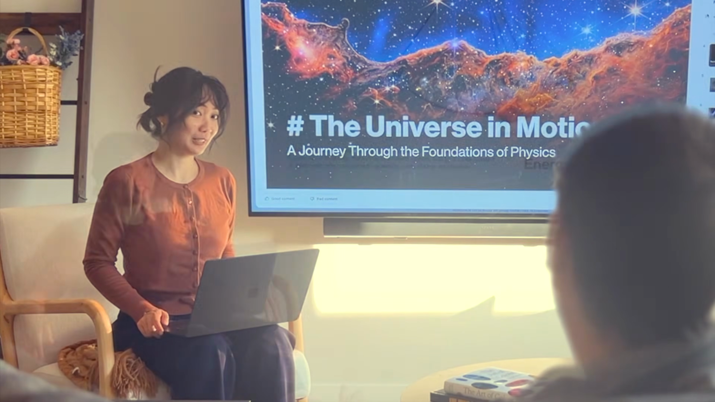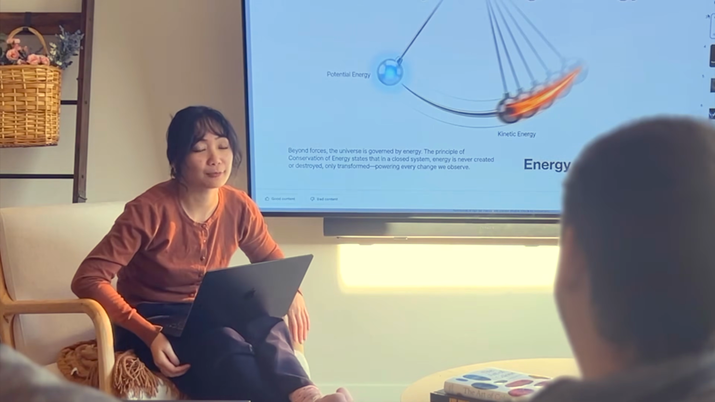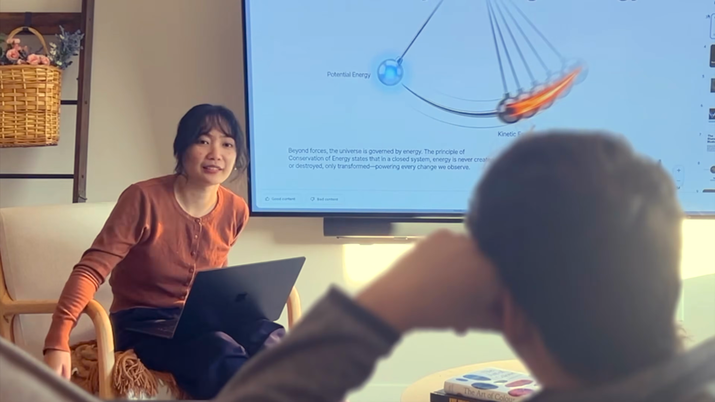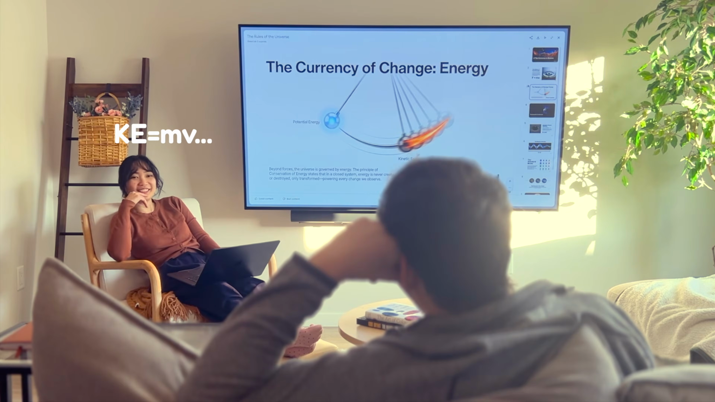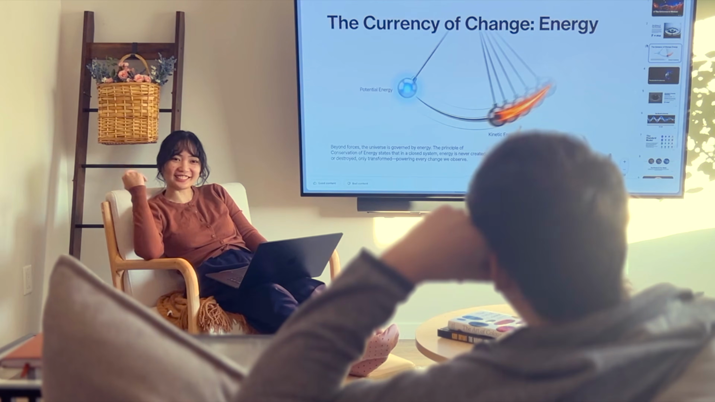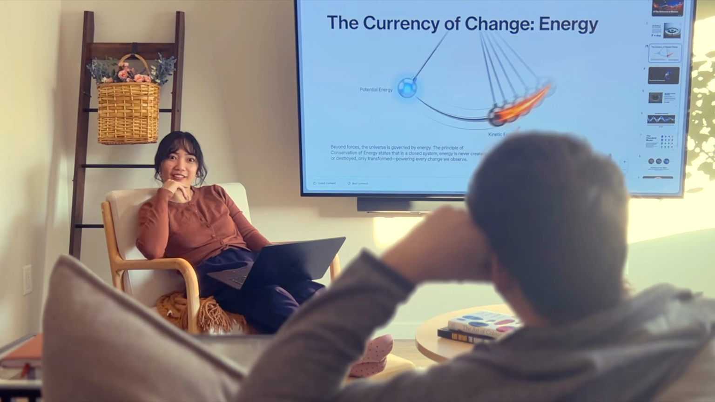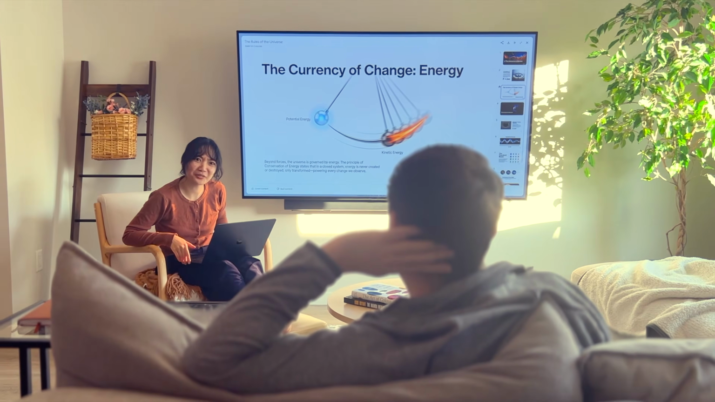Universe in motion. All objects have potential energy. That height is being taken into account. What about springs? I'm guessing that's the distance. I don't know. M, V, D. Does that make sense? It's close. What? 1/2 kx squared. How do you remember this?